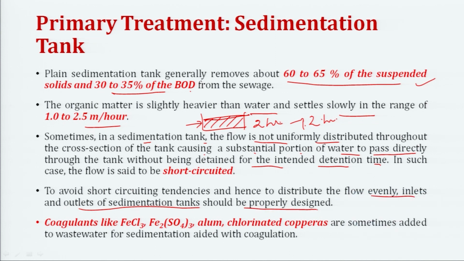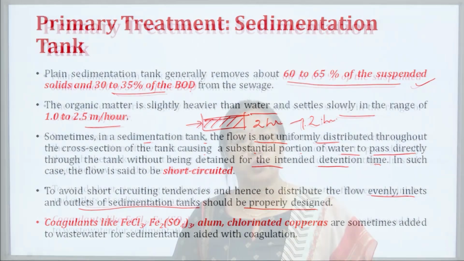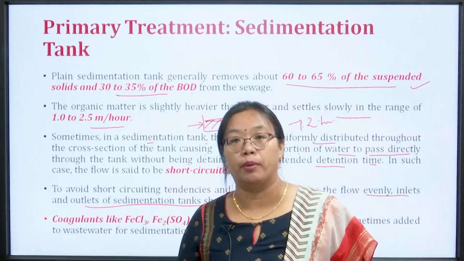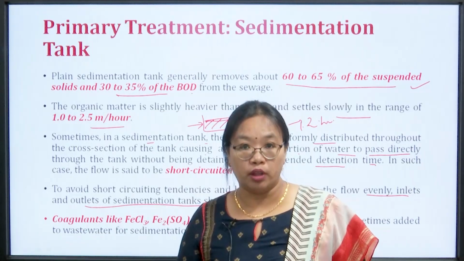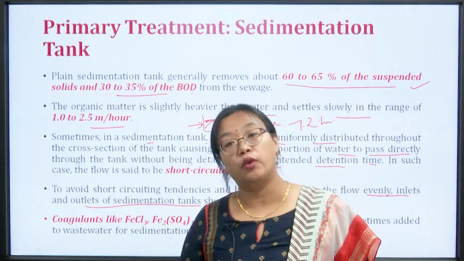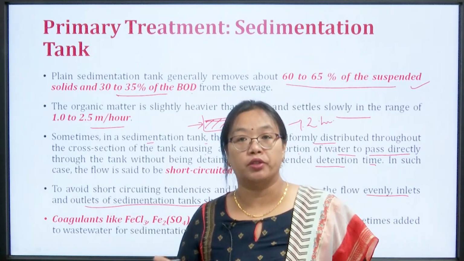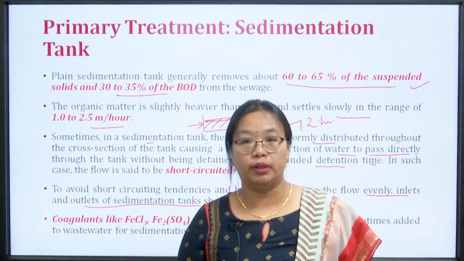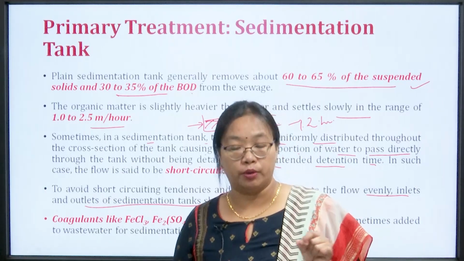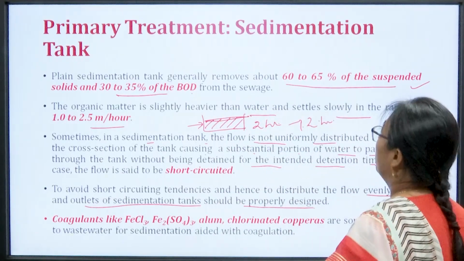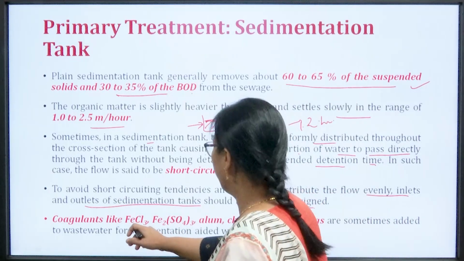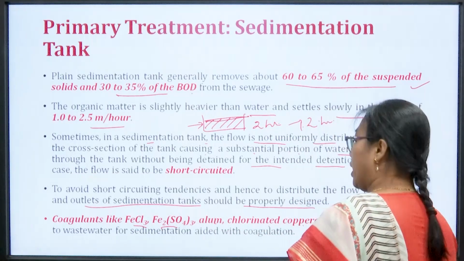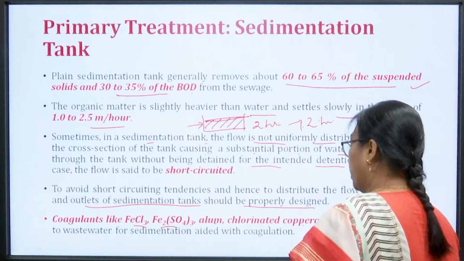So, you have to design your inlets and outlets very properly, so that short circuiting is going to happen, always happen, but then the ratio of whatever is short circuited should be very less. Then you will have a very good, well designed sedimentation tank. Short circuiting is something which you cannot avoid, it is going to happen, but then you may reduce that amount, right. At the same time, coagulants like ferric chloride, ferric sulphate, alum, chlorinated copperas are sometimes added to wastewater for sedimentation along with coagulation.